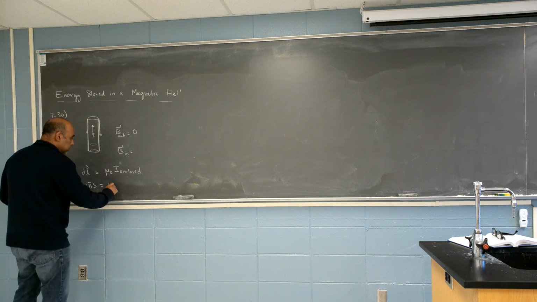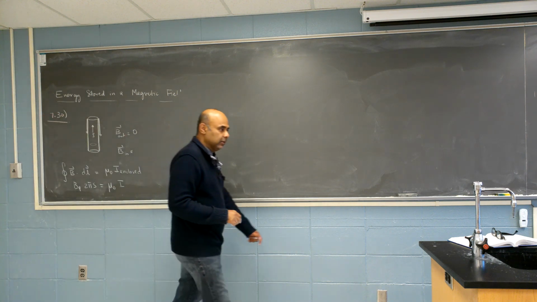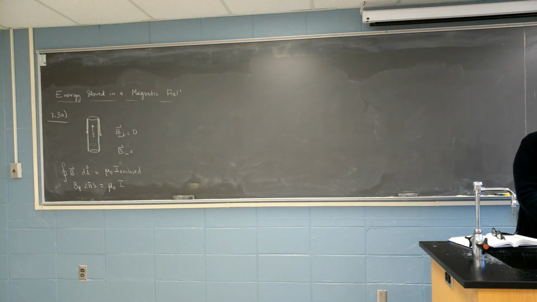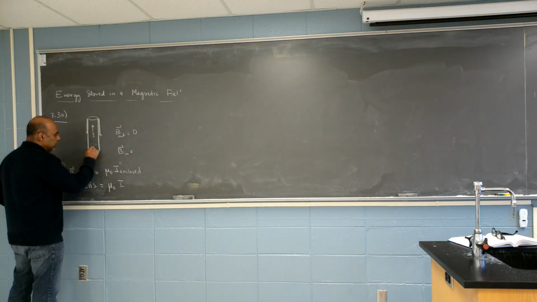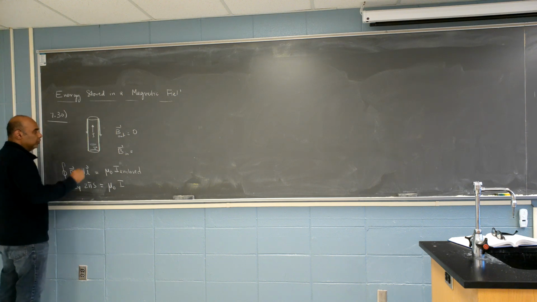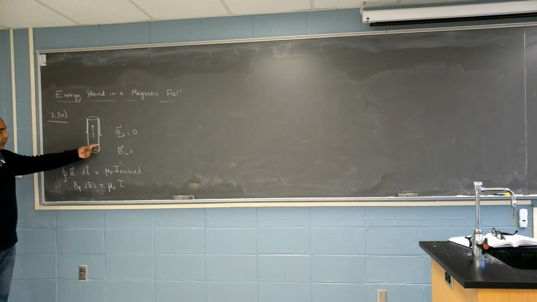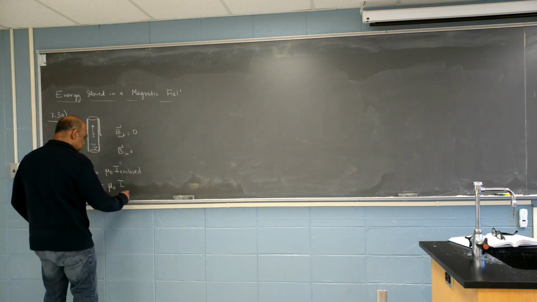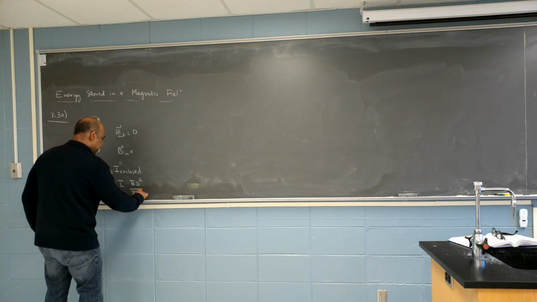Mu 0 I enclosed is not all of the current. It's only the current in my Amperian loop of radius s. So this one has radius s, I'm marking s. So I need the current through only this portion of the loop. Well, that's okay. So that's the ratio of the area of the loop to the total area. And so it is pi s squared over pi r squared.